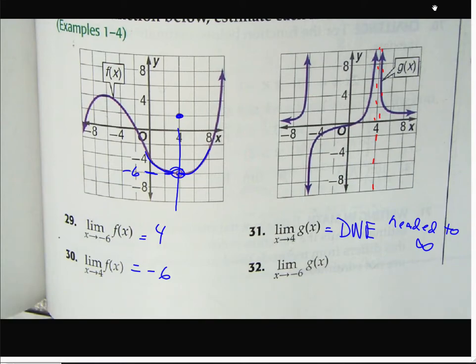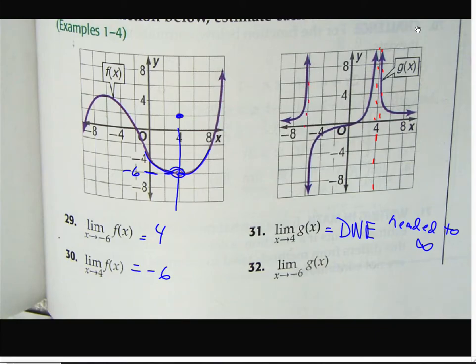Okay? Do not get distracted by what's going on everywhere else. All that matters is what's happening as I meet up at that x value. Okay, where am I meeting up? All right, 32. Okay, let's read 32. Limit as x approaches -6 of g of x.